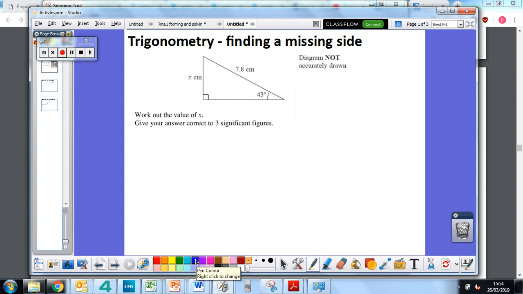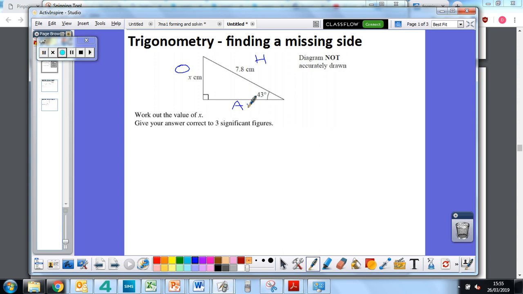So, the hypotenuse is always opposite the right angle. The opposite side is always opposite the angle we are working with. And the adjacent side is the side that connects the right angle and the angle that we're working with. So that's our first step.